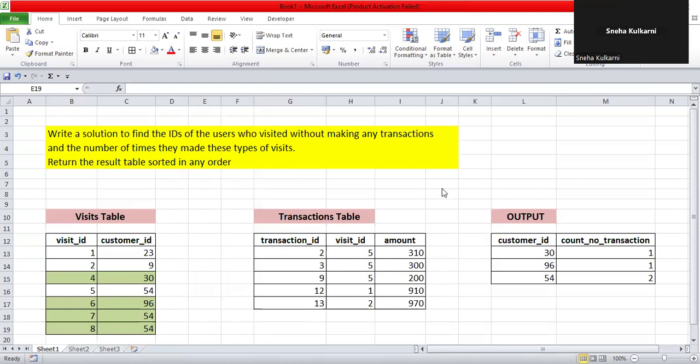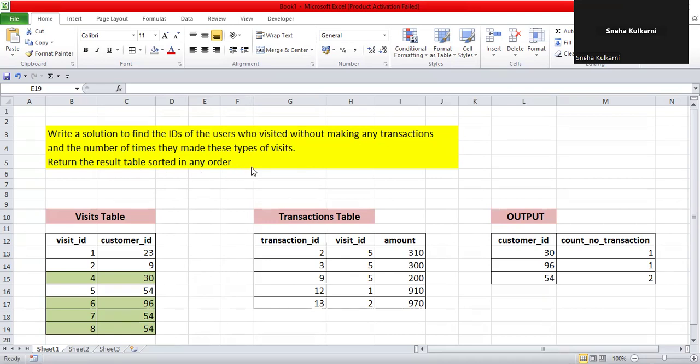Today we are going to solve a popular interview question that has been asked many times. This question is about: write a solution to find the IDs of the users who visited without making any transactions and the number of times they made these types of visits, and return the result table sorted in any order.